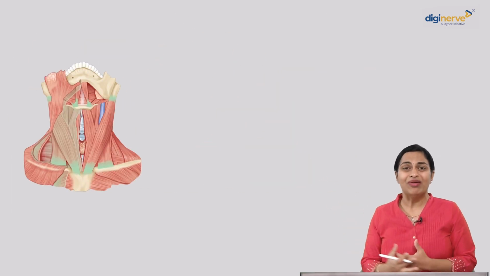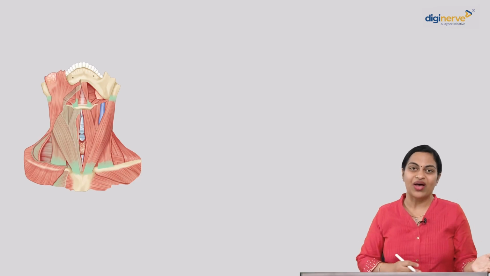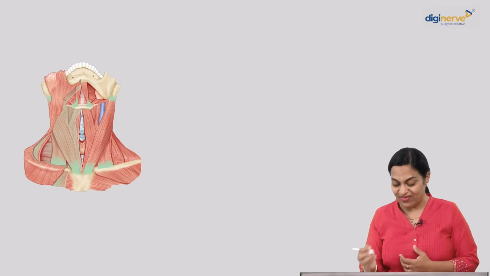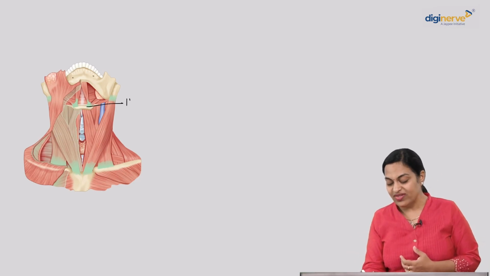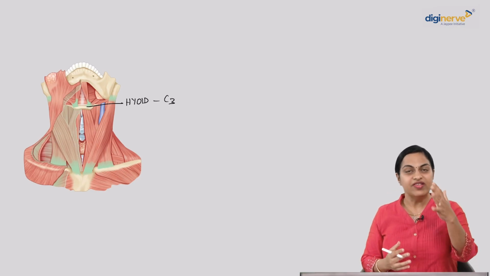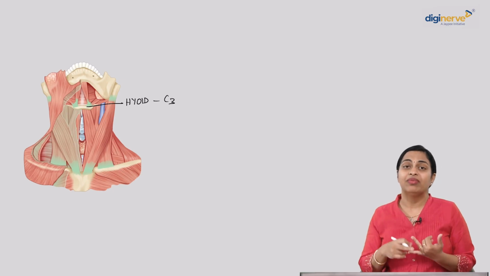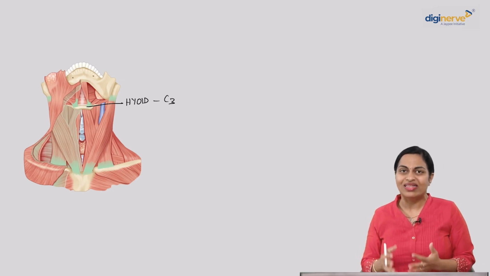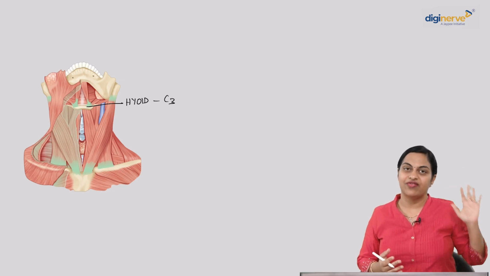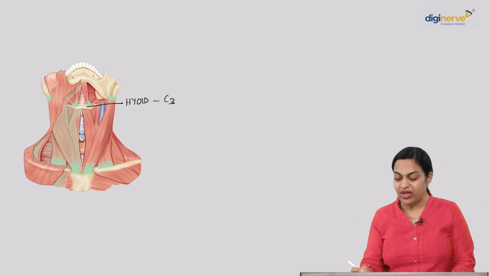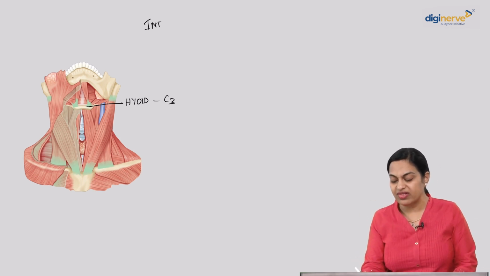Now, moving on to another important topic, the suprahyoid and infrahyoid muscles. Where is the hyoid? Here. What is the vertebral level of the hyoid? C3. So, what is expected out of you? You should know the names. You should be able to identify those muscles in the given image and give their nerve supply. That's it. Okay. So, coming to the infrahyoid muscles.